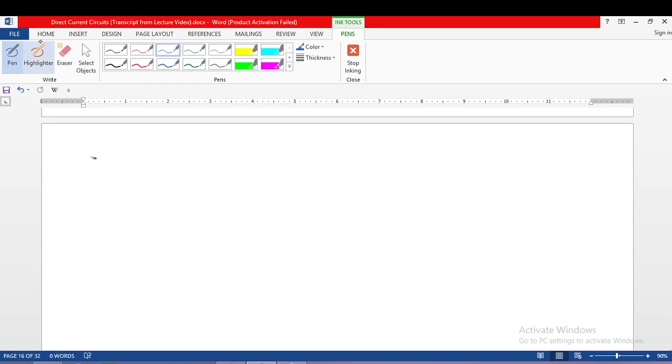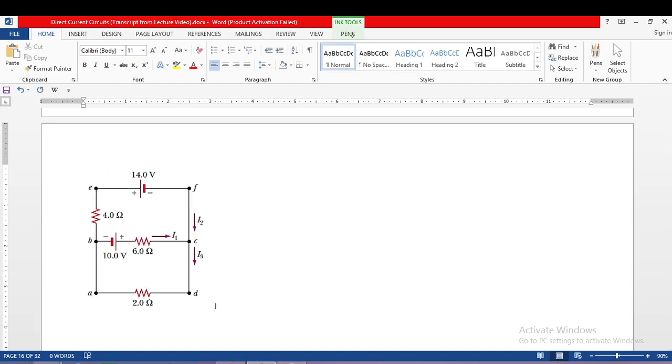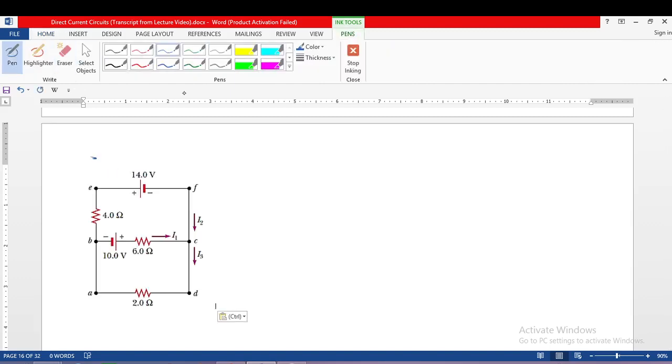I will put it here. So here we have to find the currents I1, I2, and I3. The branch BEFC has the current I2. So meaning that I2 is the current all through this branch.